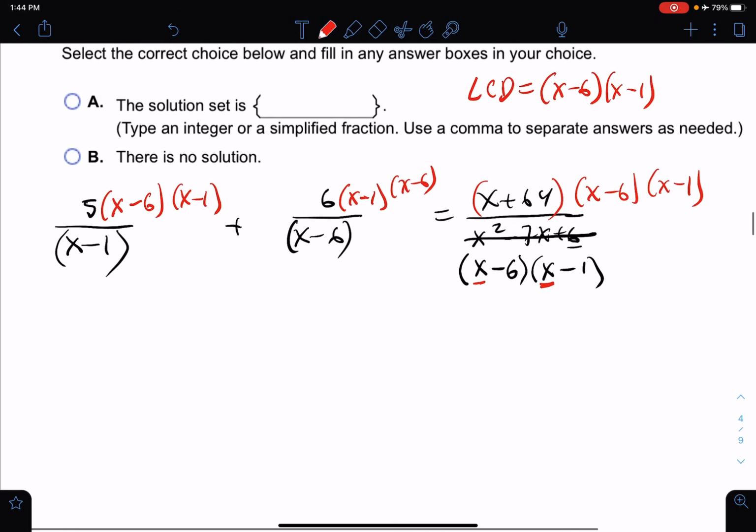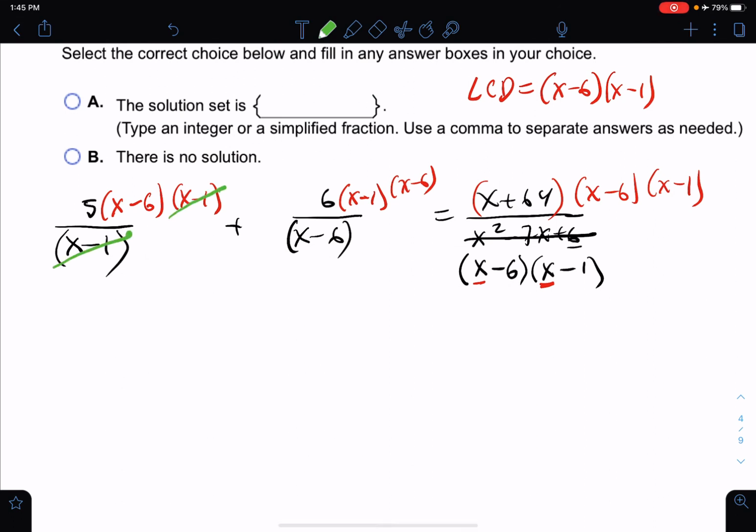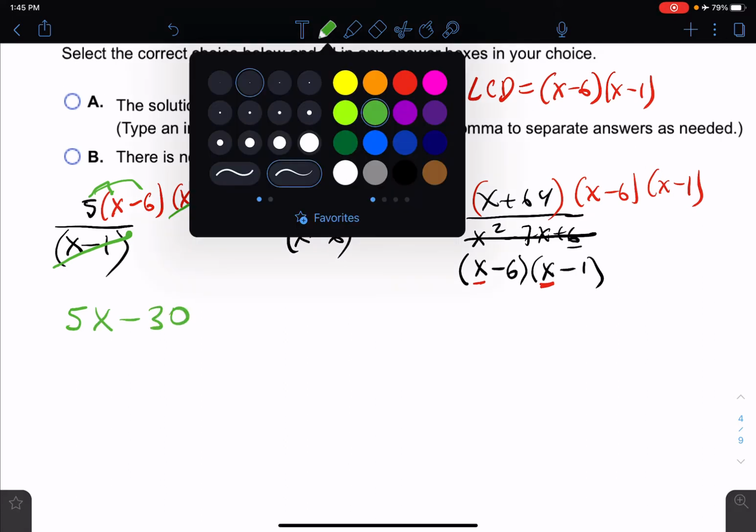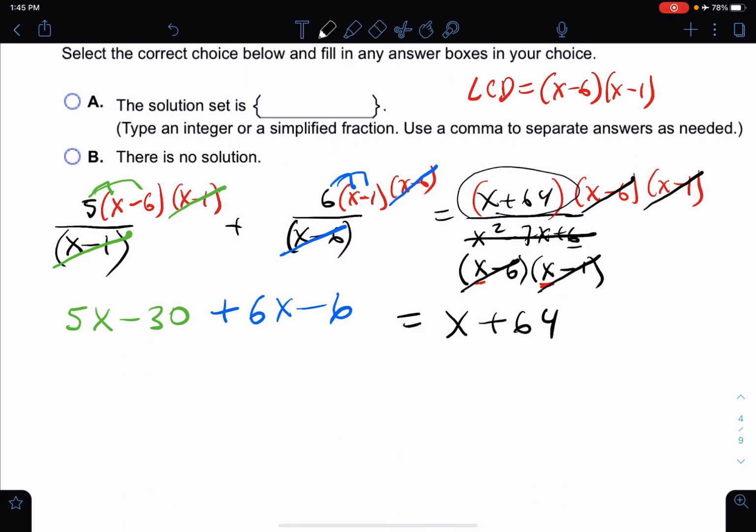Now we move on. Reduce common factors. Well, I see a factor of x minus 1 and x minus 1. That was fun. Distribute the 5, x minus 30. Now go ahead and reduce common factors again, x minus 6 and x minus 6. Distribute, equally as fun, 6x minus 6. And over on the right-hand side, we have common factors of x minus 6, x minus 6, x minus 1, x minus 1, leaving us with this numerator. This is not going to be too bad after all, I don't think.